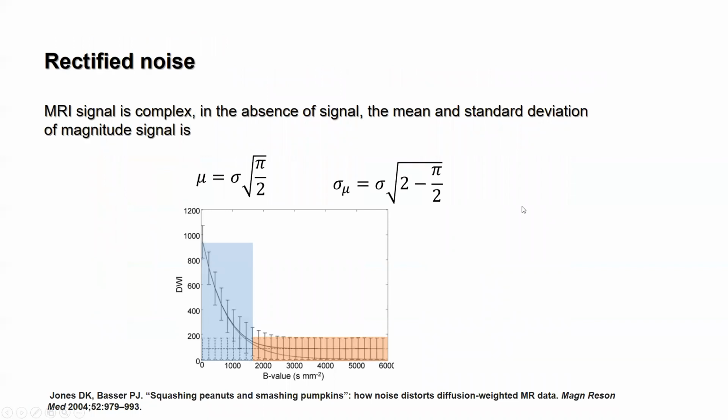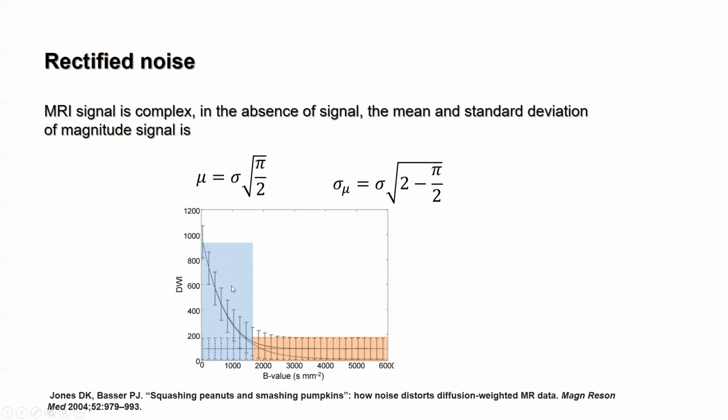The ceiling effect mainly comes from the rectified noise. So what is rectified noise? We know that MRI signal is complex. In the absence of signal, the mean and standard deviation of the magnitude signal can be described by these two equations. Note that the mean value is not 0. This has an impact on the DWI signal.